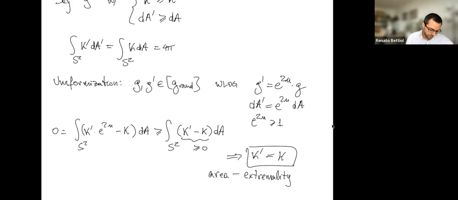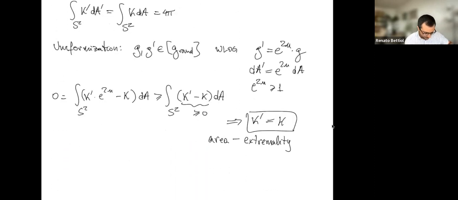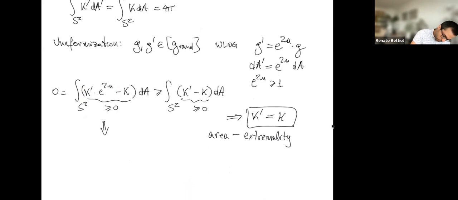There's something else you can do if the manifold has strictly positive curvature. Let's suppose that here, instead of just bigger or equal than 0, I put strictly bigger than 0. Then we can push this a little bit further, because I could stop at this part. I still have the inequality. This here is also bigger or equal than 0, since e to the 2u is bigger or equal than 1. So I conclude that K prime e to the 2u is equal to K. And I already know that K is equal to K prime, from what we did before.